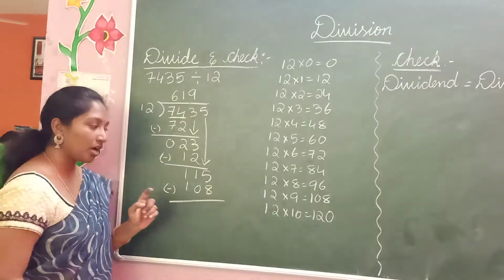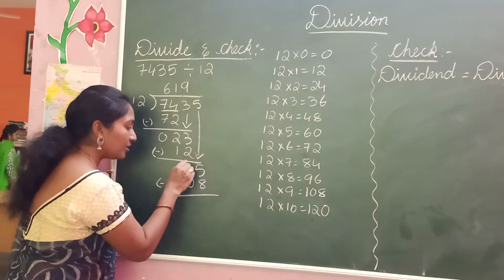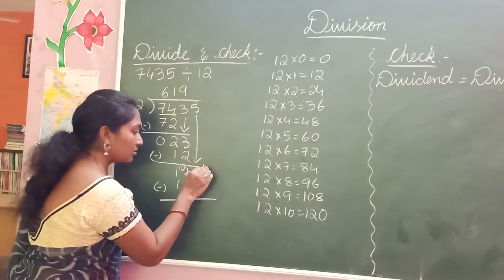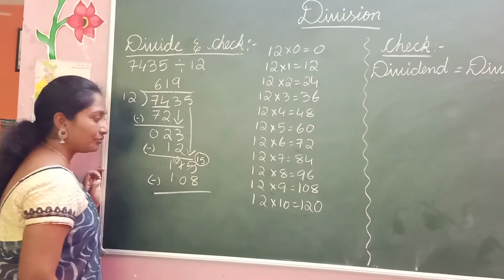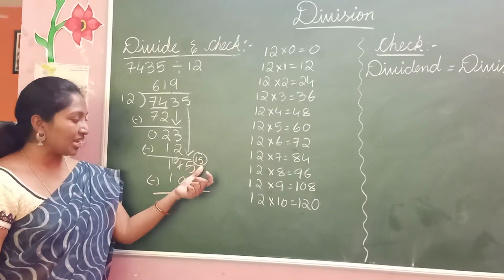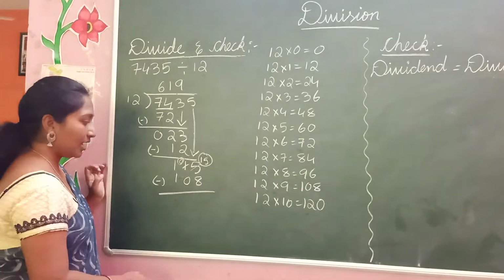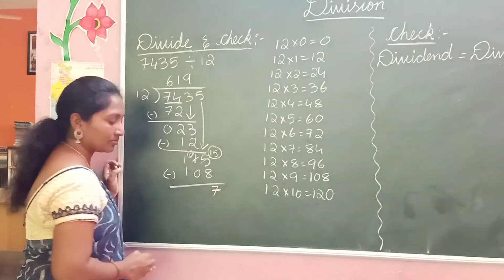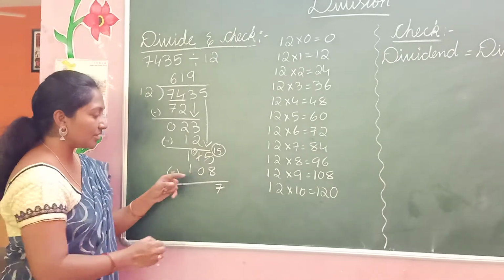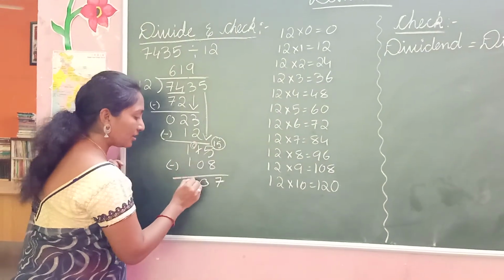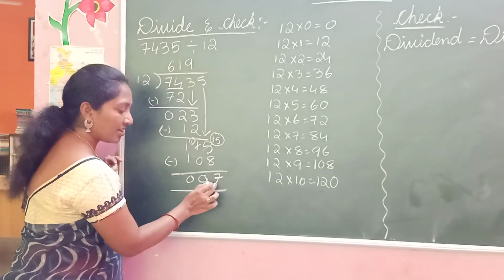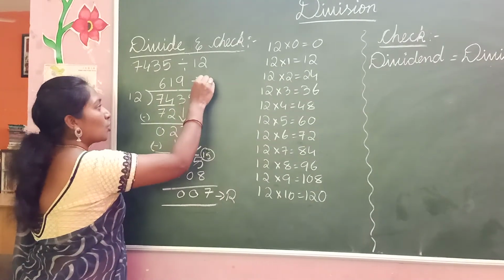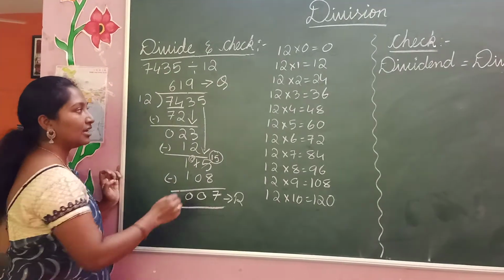Again do the subtraction. Here 5 minus 8 we can't do, so borrow from here. Here it will be 0, here it will be 15. So 15 minus 8 is 7. Here 0 minus 0 is 0, 1 minus 1 is 0. So 7 is the remainder. Here the remainder is 7 and the quotient is 619.